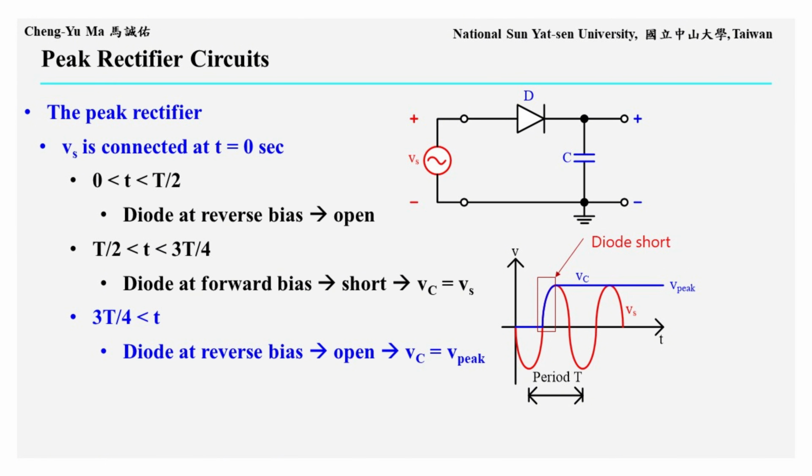When time becomes greater than 3T over 4, Vs starts to fall from its positive peak value. However, the diode cathode is still held near the maximum value of Vs stored on the capacitor. Therefore, diode D becomes reverse biased and open. Since there is no current path for the capacitor, its voltage remains at the positive peak voltage, V peak. After that, unless Vs rises above the stored peak voltage again, the diode stays off and the capacitor keeps holding the positive peak value. This is why the circuit is called a peak rectifier. The output voltage is the maximum positive value of Vs.